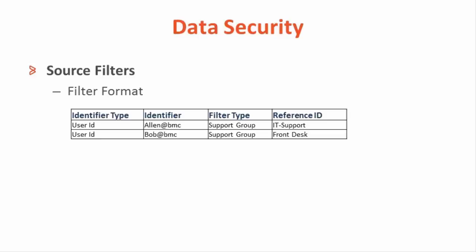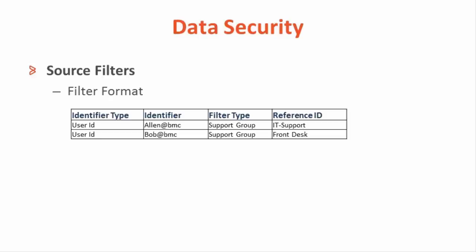Filter type will be the support group. It is nothing but an alias of this filter, which will be used further for mapping purposes. You will see this shortly in the next demo. And the reference ID will be the corresponding support group name. So if you read this table, it says Alan at BMC belongs to the support group called IT Support, and Bob belongs to the Front Desk support group.